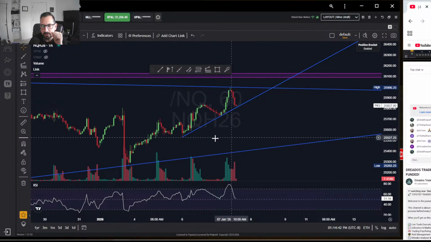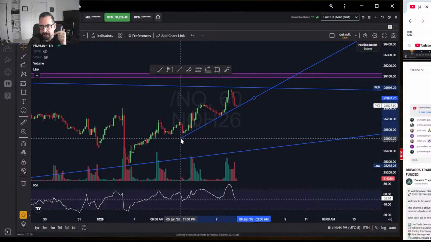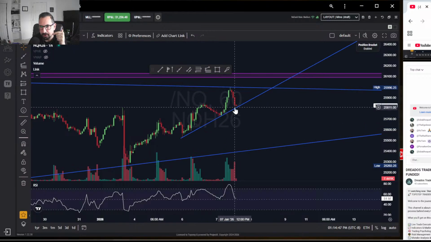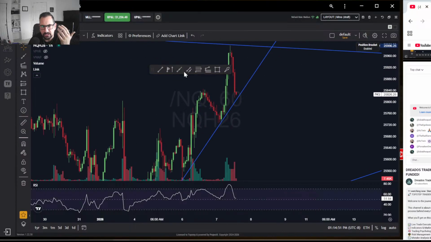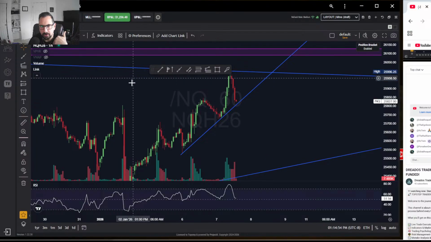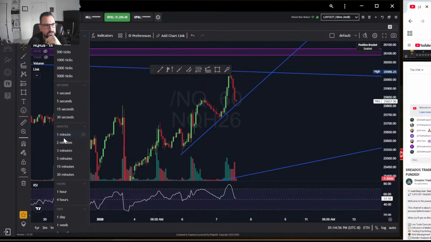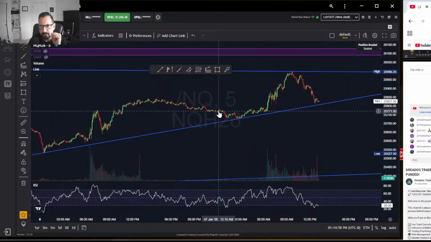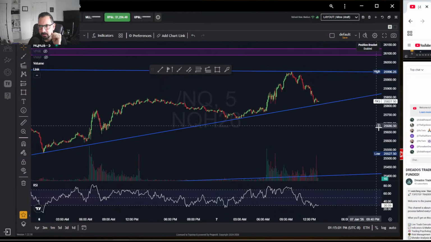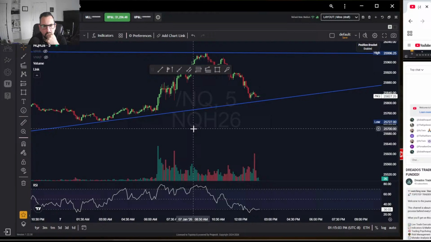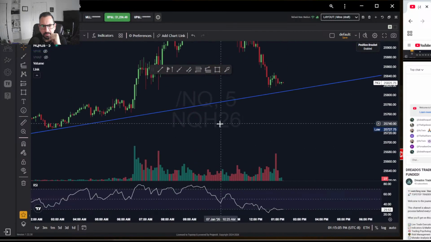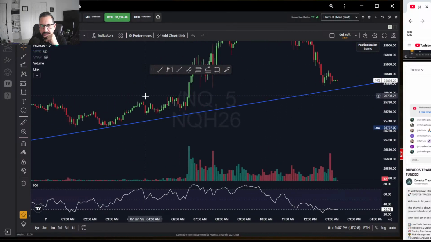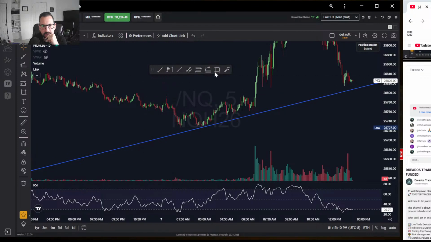So first thing, I see this trend right here. So we are right on the trend, which is this area right here. Is there anything else that aligns with this trend? Is going to be what I'm going to ask myself. So let's go to a shorter time frame. Let's go to the 5 minute. So we have a 5 minute support right here, right around this area right here.